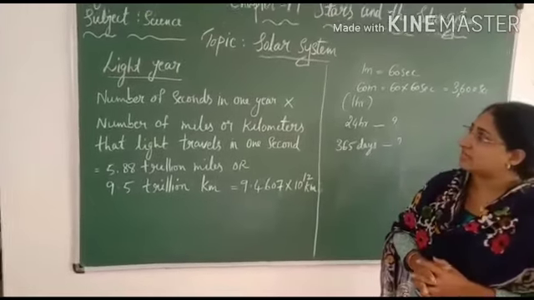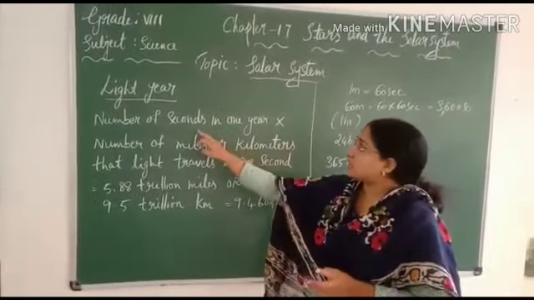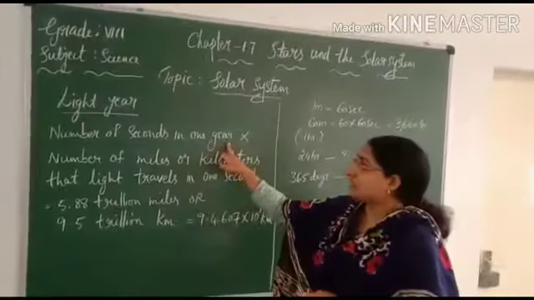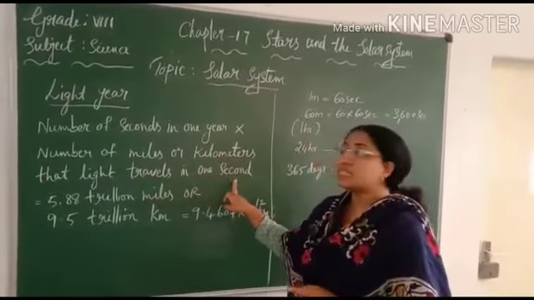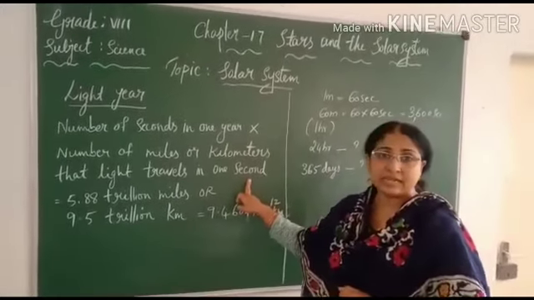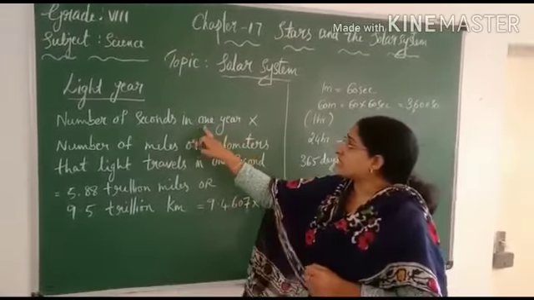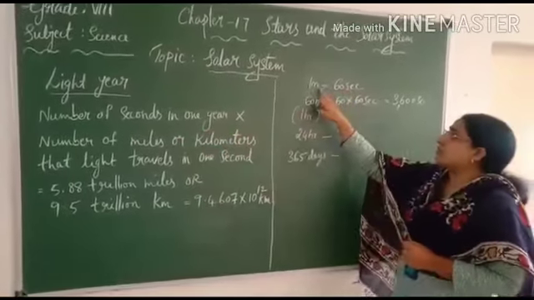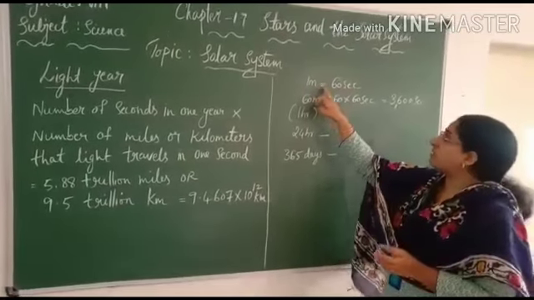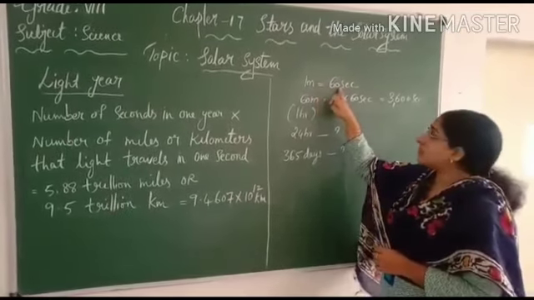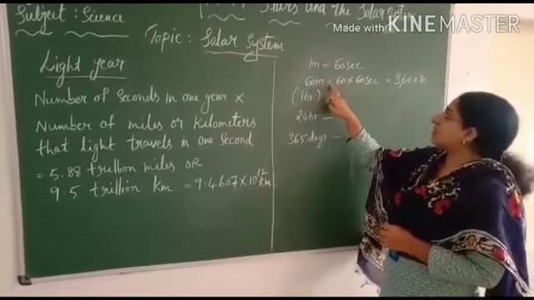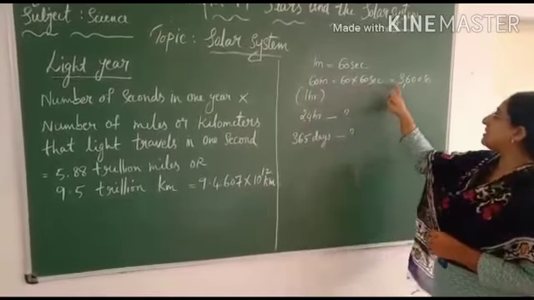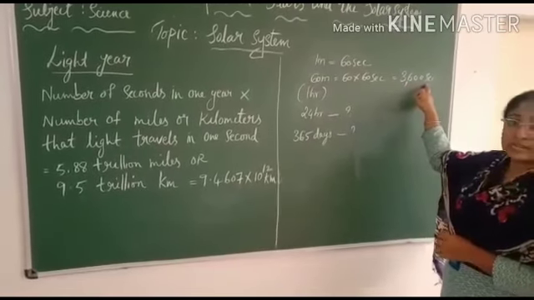How can you calculate it? You can calculate the number of seconds in 1 year multiplied by the number of kilometers light travels in 1 second. That is called light year. So number of seconds in 1 year. Here you see 1 minute. As you know, 1 minute equals 60 seconds. For 1 hour, that means 60 minutes. 60 minutes equal to 60 into 60 seconds, that is 3600 seconds.